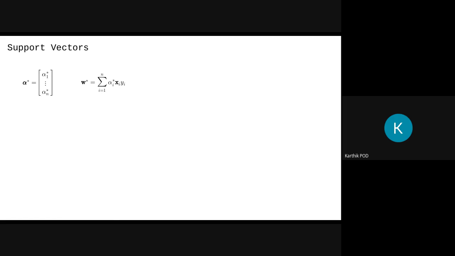The most important part is support vectors, right? Once you have solved the dual problem, you will get alpha star, the dual optimal point. You will get w star from these alpha stars. This is the primal solution, right? So you have these two. Now, what is a support vector? How do you define it?